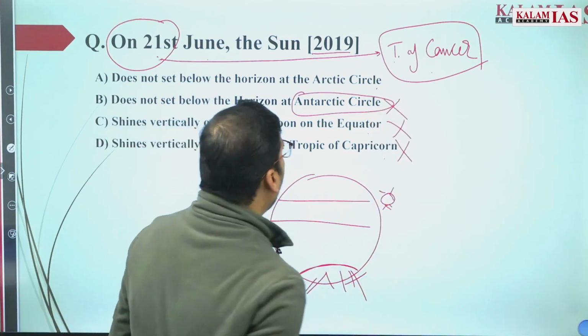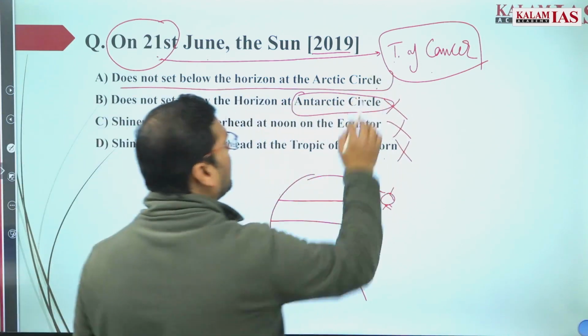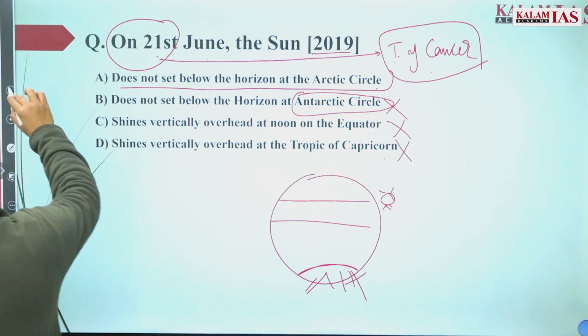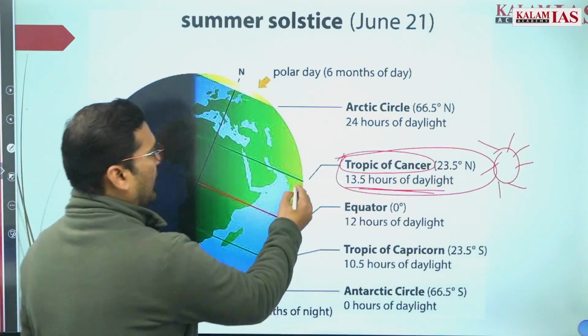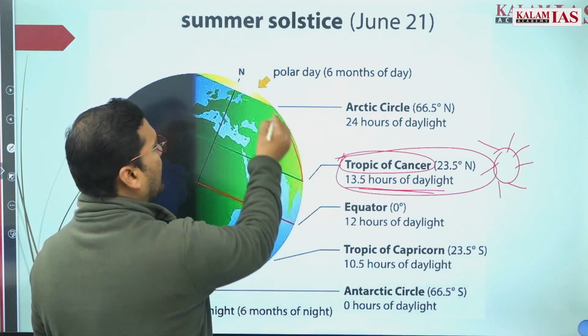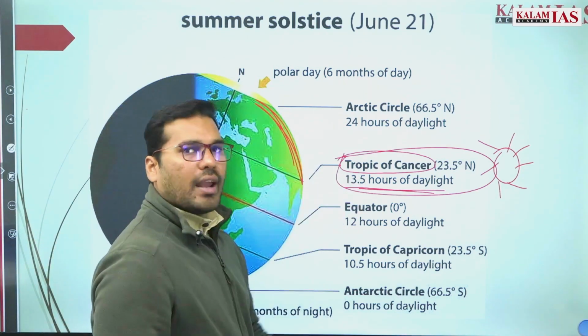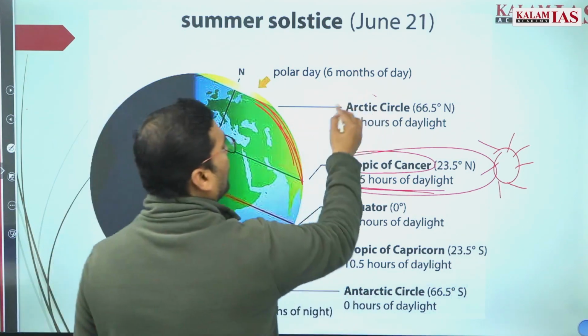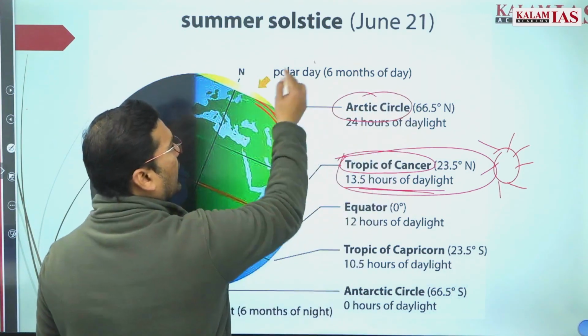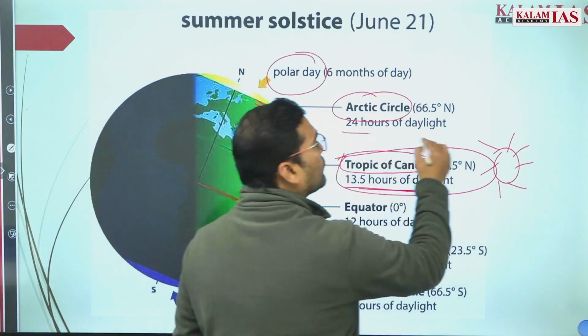So it is gone. But does not set below the horizon at the Arctic Circle. How? I'll explain. See, this yellowish part is lightened up, or in the lighter color. That means if the sun is at the Tropic of Cancer, the Arctic Circle will be lightened up. Polar day will be there for 6 months of day. Then 24 hours of daylight is here.